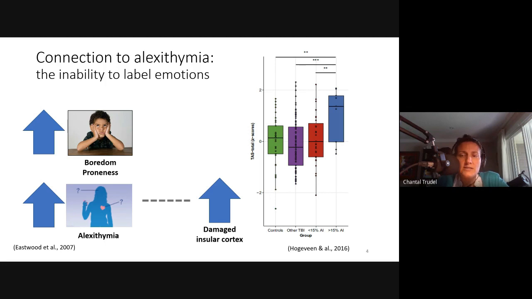As an example, you see the panel on the right. This is from the work of Hoogeveen and colleagues. What they did in their study was compare patients with pronounced damage to the anterior insula to other patient groups with traumatic brain injuries.